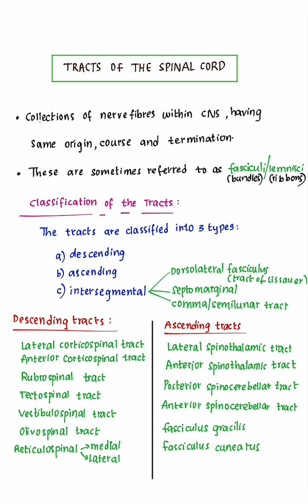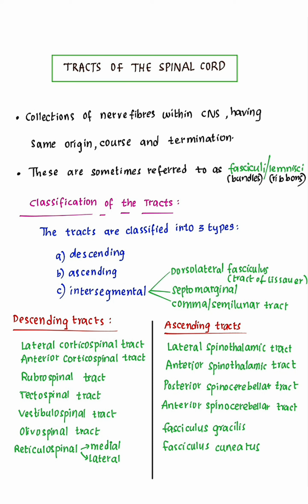Tracts are defined as collections of nerve fibers within the central nervous system having the same origin, course and termination. They are sometimes referred to as fasciculi or lemnisci.